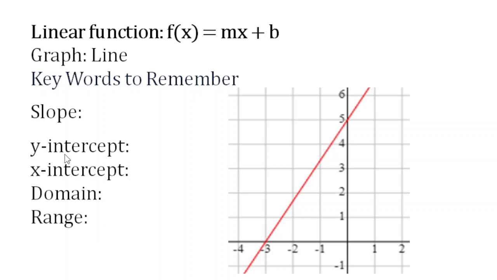Now let's talk first about y-intercept. So y-intercept is the point on the y-axis where the graph passes through. So in this case, it's 5, and it has coordinates 0, 5. Next, the x-intercept. The x-intercept is a point on the x-axis where the graph passes through. So here, it's -3. And it has coordinates -3, 0.